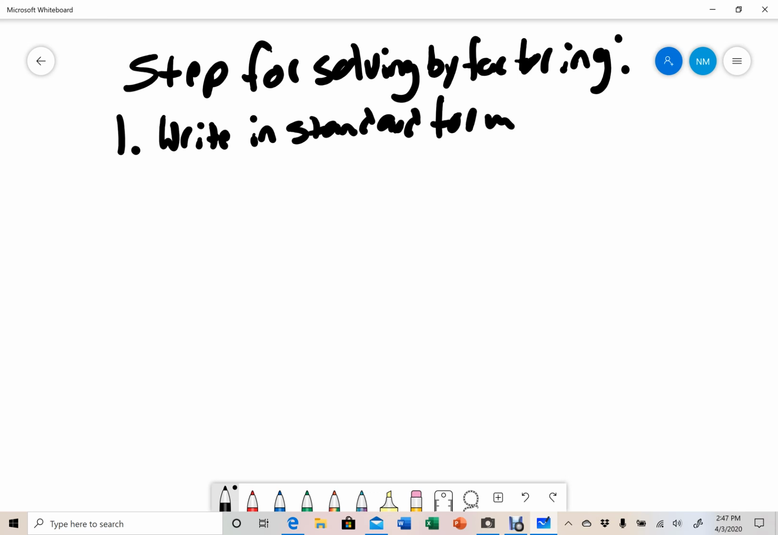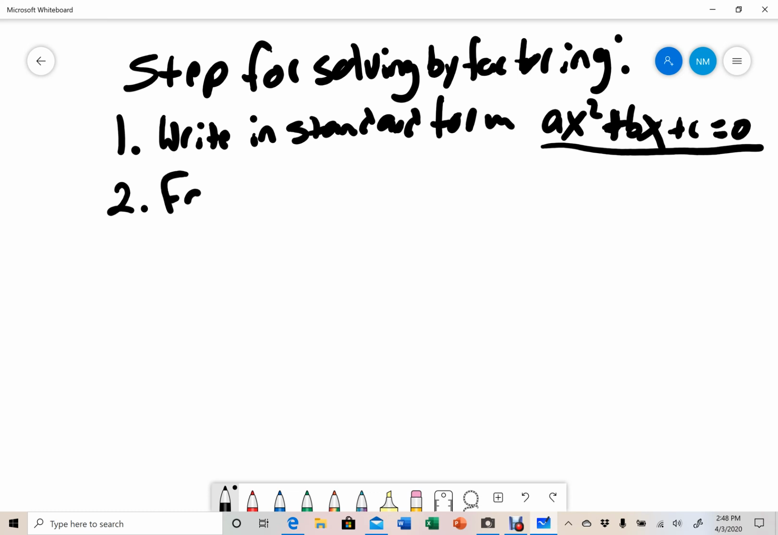If you want, you can put that standard form in your notes: ax squared plus bx plus c equals 0, okay? So it must be first written in this form. Our equation must equal 0 before we can move on, okay? So step number 1, write our equation in standard form. Step number 2, after writing in standard form, we're going to factor the polynomial.